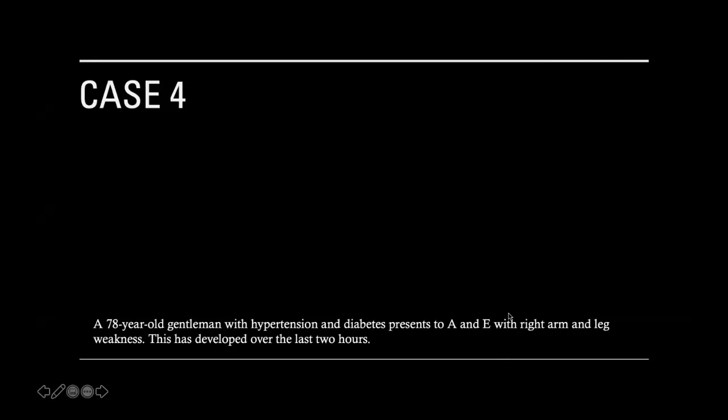Okay, so a 78-year-old gentleman with hypertension and diabetes presents to A&E with right arm and leg weakness. This has developed over the last 2 hours. So what have we got here? We've got an older guy who's got a history that might suggest he has vascular problems, presenting with weakness. We don't know what kind of weakness, and it's developed quite recently over the last 2 hours. It's quite an acute presentation. So questions. What constellation of symptoms would you expect with this weakness?